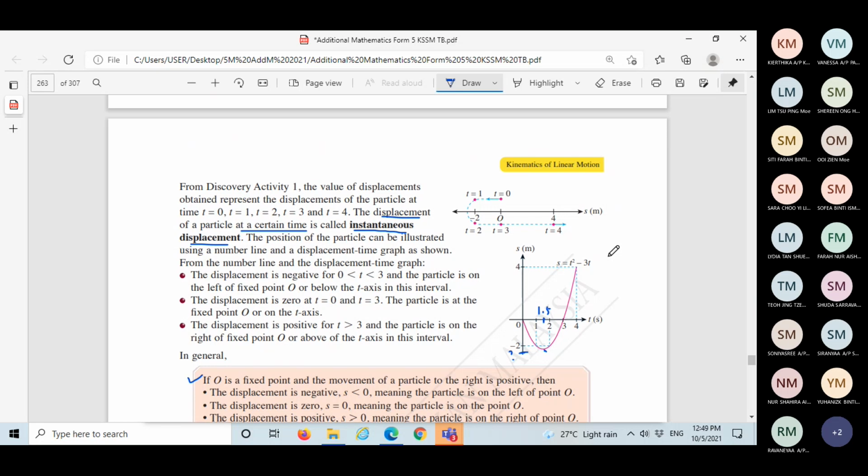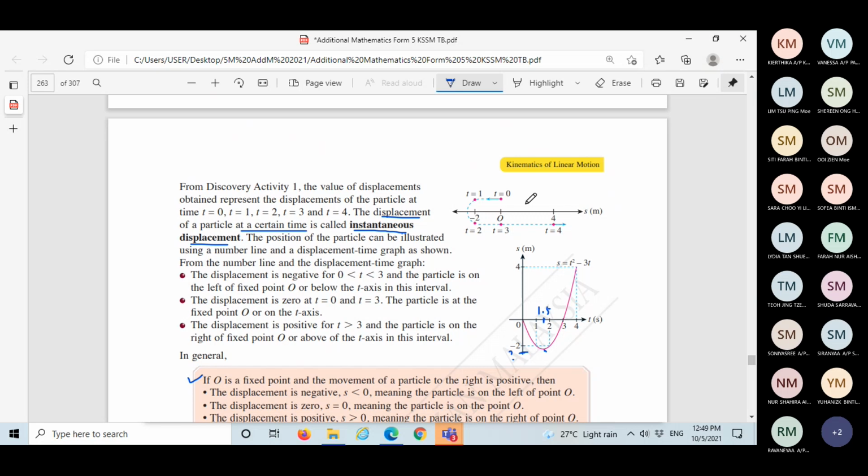Okay, now we look at this. Another thing other than the graph, you also need to construct the number line. If the question didn't ask me to construct the graph, I would rather construct the number line. I feel it will give me a clearer picture of how the particle actually moves.